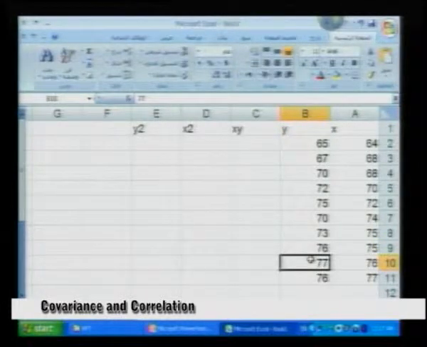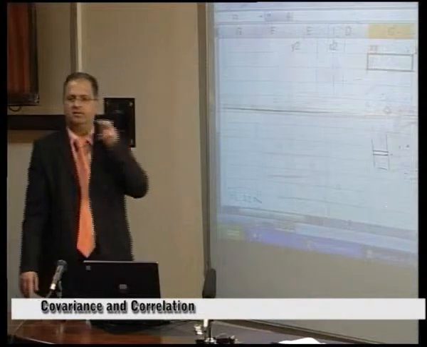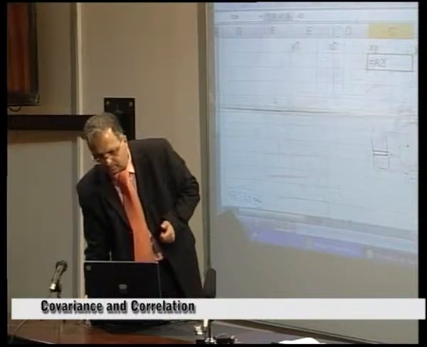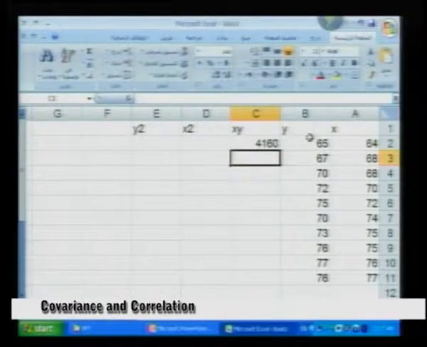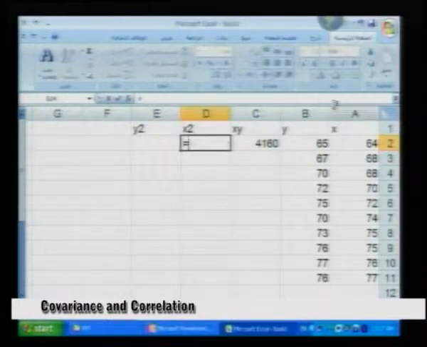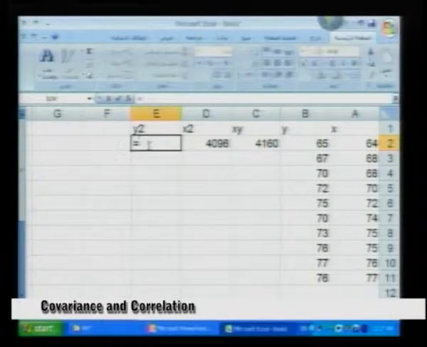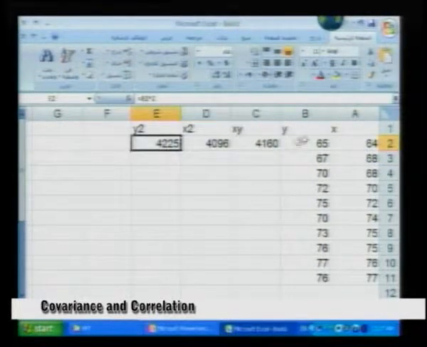Equals what? So first step, we have to compute x times y. So that's x times the value of y. So 64 times 65 equals 4160. x squared, so this value squared, and y squared, 65 squared. And we have to do this for the rest of the data.